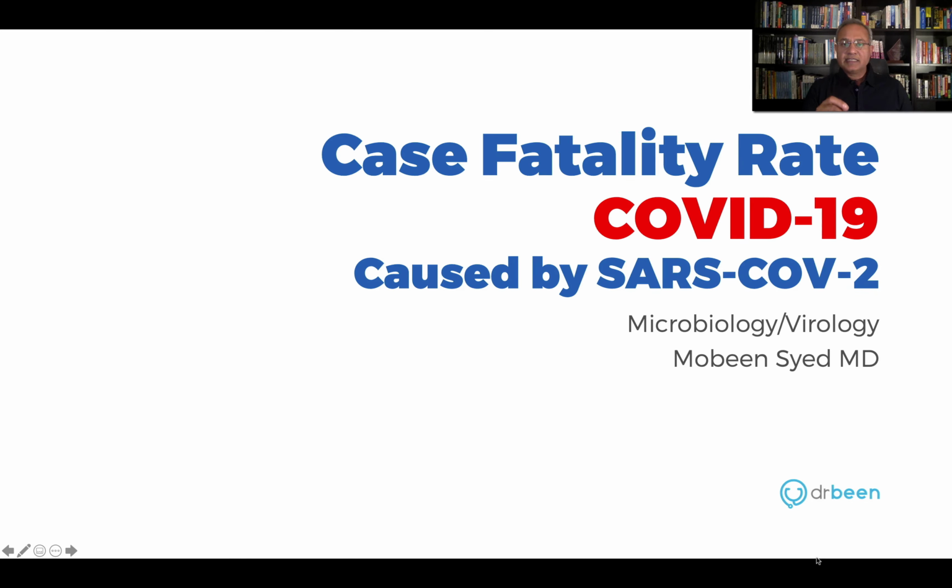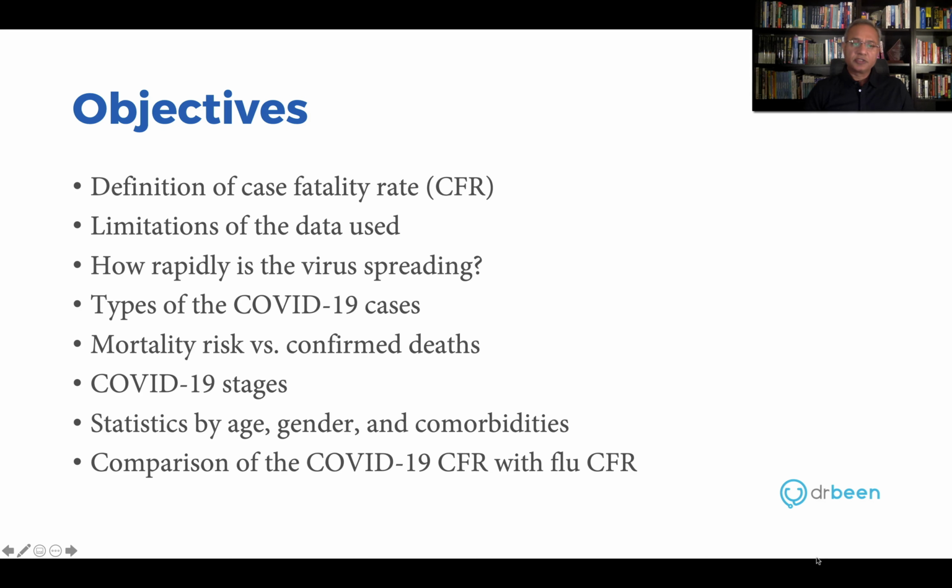Today we'll talk about the case fatality rate or death rate caused by COVID-19 disease, which in turn is caused by the coronavirus SARS-CoV-2. So let's start our discussion. I have no disclosures. The objective for our discussion today is, number one, to understand what is the case fatality rate. Then, the data that I will discuss with you, what are the limitations of that data? Then how rapidly is the virus spreading, which would tell us how applicable this data is and how fast it is applicable.